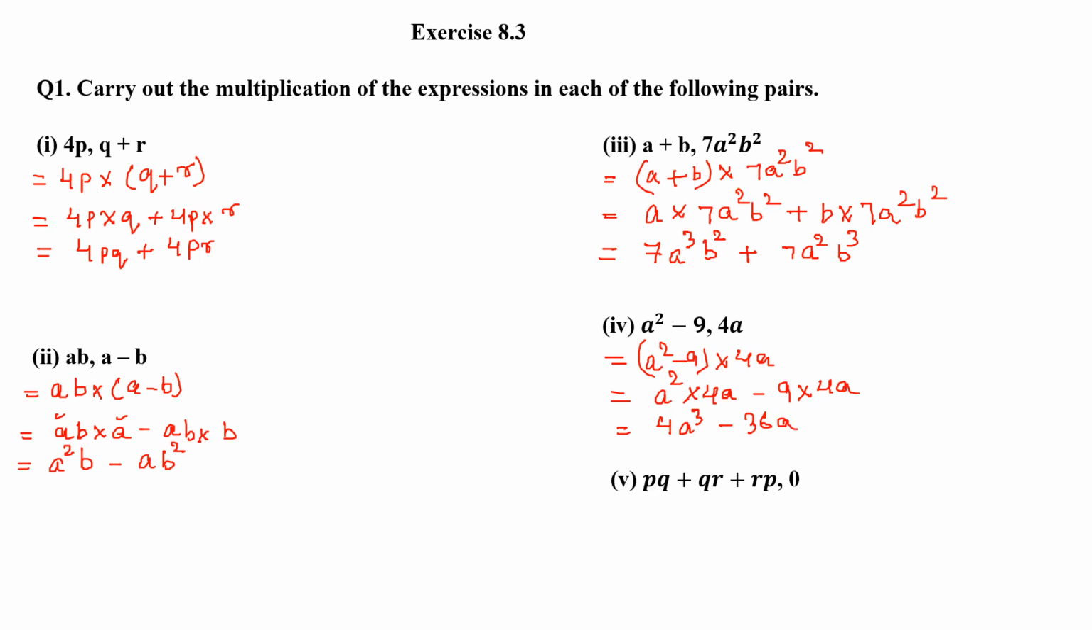Next question, PQ plus QR plus RP multiplied by 0. Now this is one of the simplest questions. We know that any number multiplied by 0 will give the product as 0, right? So directly you can write the answer will be 0 here.